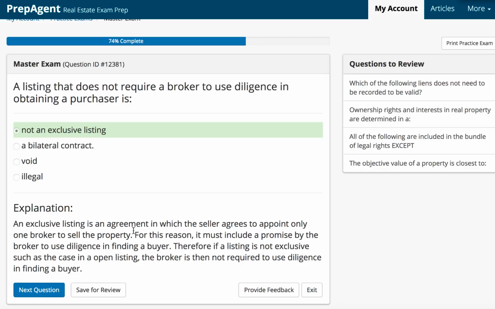Yes. Because I'm more just putting it out to the public. But typically when you get an exclusive listing, I'm hiring you and you alone. So go get them. And if you don't try, you're in breach of the contract. Okay.